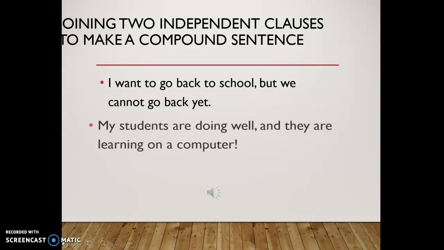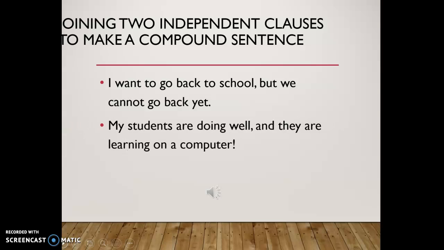Comma, conjunction, compound. And there's another example of using and. Put your finger on and. My students are doing well. Is that a sentence? Yep. They are learning on a computer. Is that a sentence? Yep. And join it by a comma and a conjunction: comma, conjunction, compound. So we use commas in compound sentences.